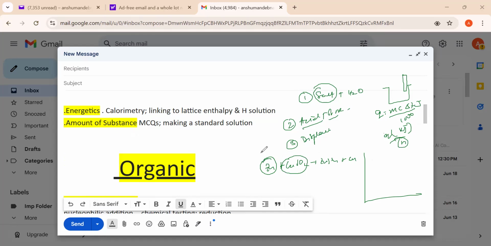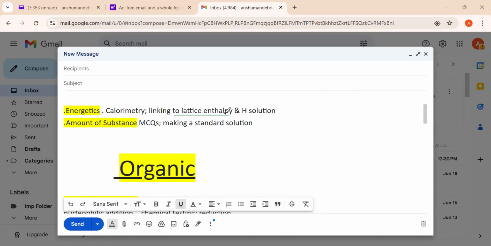Now, this energetics will be linked up with what? The lattice enthalpy. What is lattice enthalpy? Lattice enthalpy is the enthalpy change to break down 1 mole of an ionic solid into its gaseous ions. Obviously, the lattice enthalpy depends upon the size of the ion. If the size of the ion is smaller, the lattice enthalpy is larger.